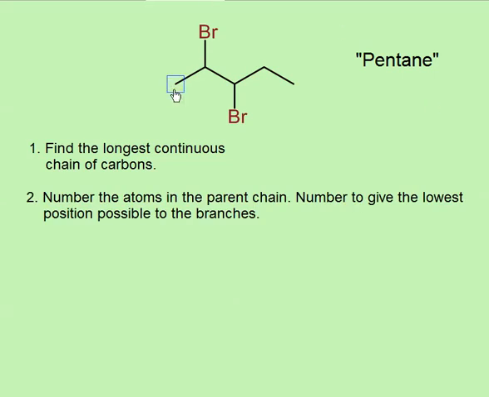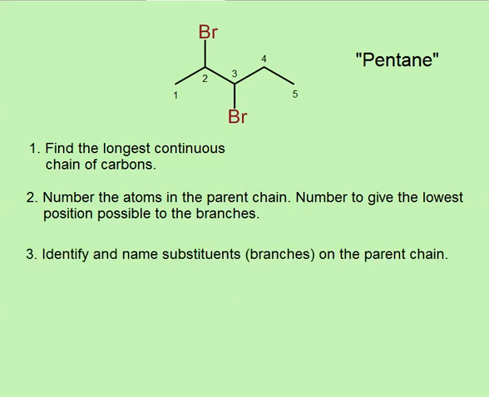If we started numbering from the left, our first branch would be on carbon 2. If we numbered from the right, the first branch would be on carbon 3. 1, 2, 3. So there's another example where the left wins. And we'll number those 5 carbons in a row. We want to identify the branches which are on the molecule. Again, still bromine, so that becomes bromo, with 2 separate ones on carbon 2 and carbon 3. So we would list them in the final molecular name as 2-bromo and 3-bromo.